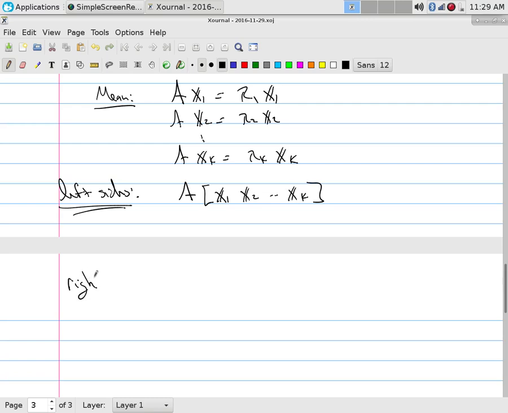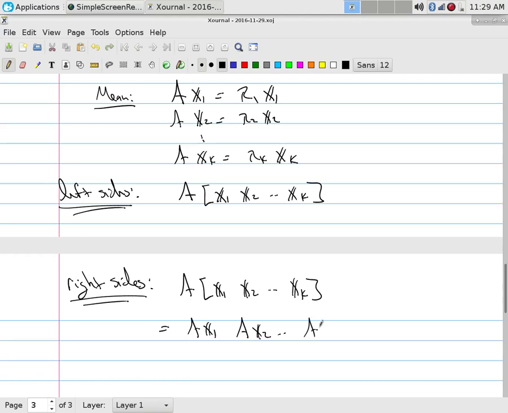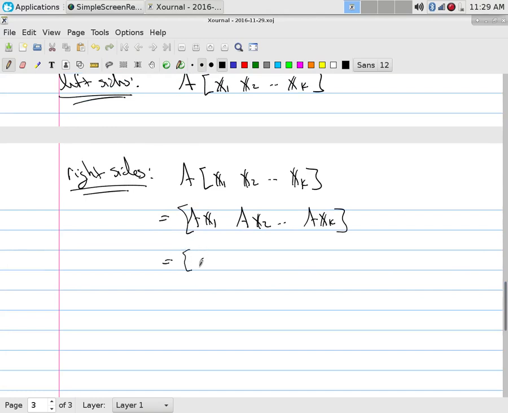On the other hand, the right sides can also be collected. The right-hand sides, if I look at this, if I have A all times x1, x2, up to xk, and I go ahead and distribute it, that's A x1, that's A x2, up to A xk, but I know what each of these are. That's just simply lambda 1 x1, lambda 2 x2, up to lambda k xk, right?